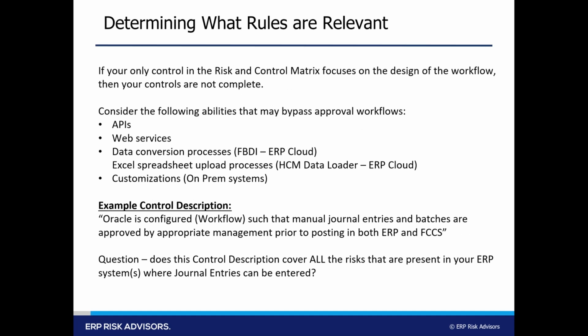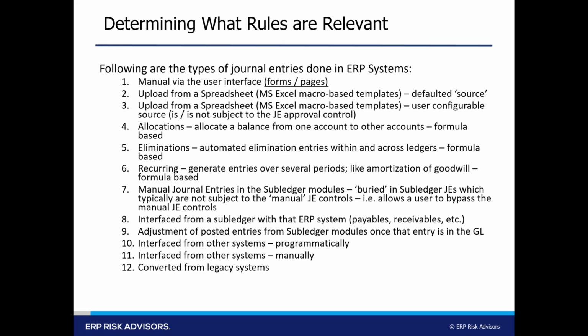this control description, Oracle's configured such that journal entries go through an approval process, right? So somebody's reviewing it prior to posting it. The question is, have you evaluated all the ways that don't follow that process? So let me just go through some examples here.